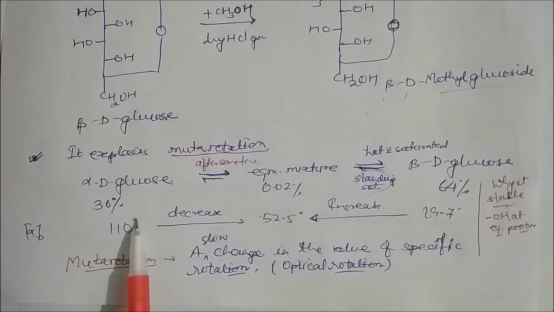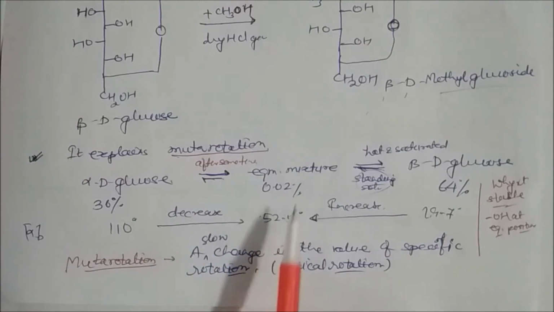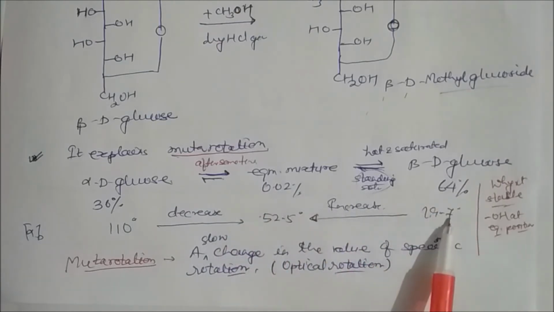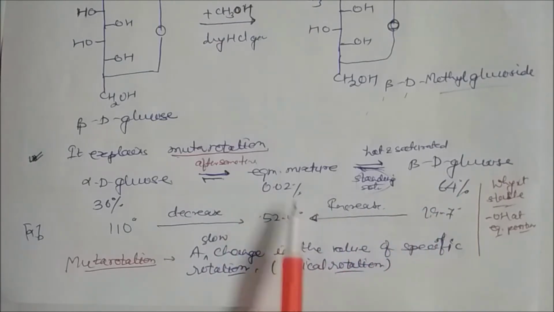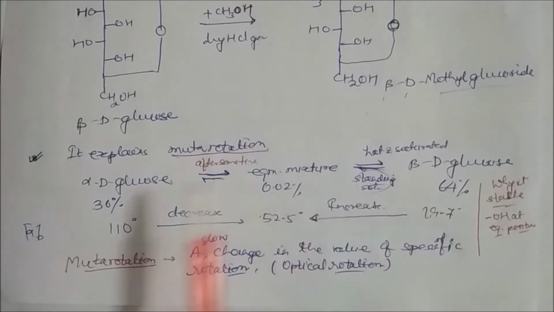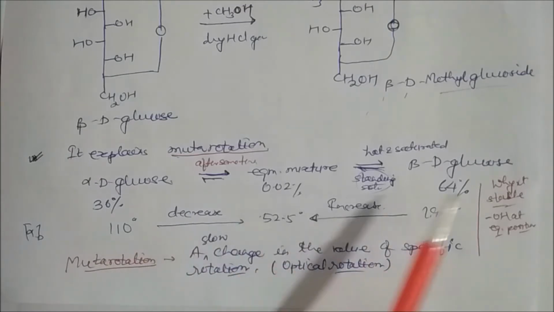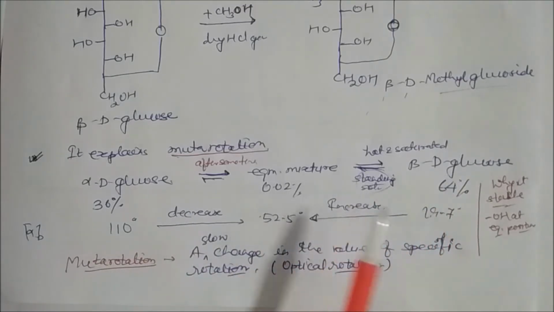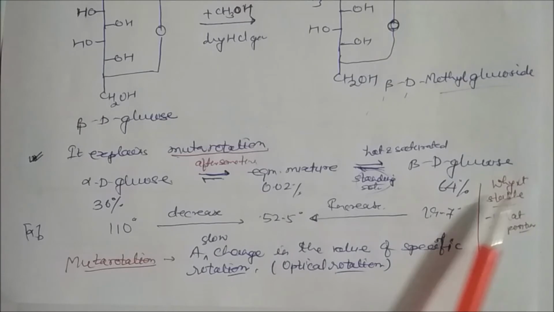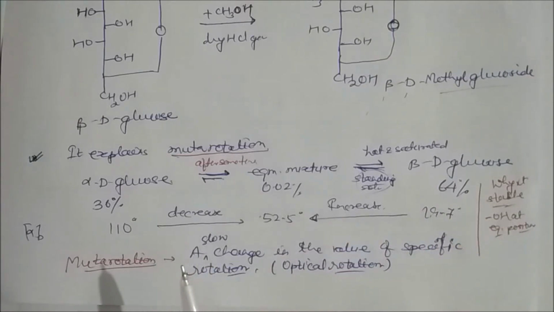So plus 110 decreases to 52.5, and then it will increase. It will again decrease to 19.7, and again it will increase. In this case it will increase to 110. This change of optical rotation is called mutarotation. This phenomenon only happens in carbohydrates. And why is beta glucose stable? We will see later that it is stable due to the position of the OH at the equatorial position. We will see that in the next session.